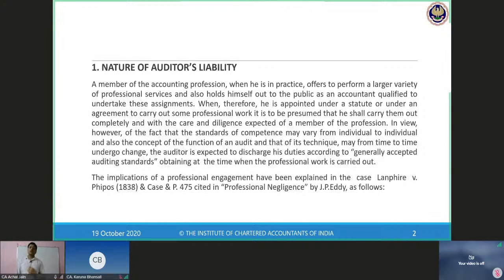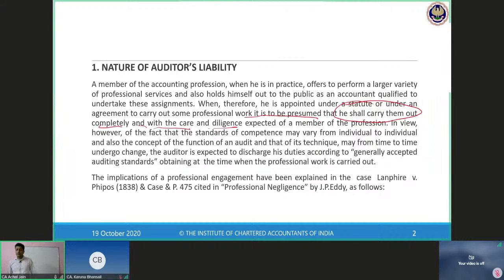It means the public or the stakeholders get the confidence that the auditor has the skill set, he has the capability to ensure that those assignments will be carried out in the manner in which they require. When therefore he is appointed under a statute or under an agreement to carry out some professional work, it is to be presumed that he shall carry them out completely and with care and diligence, expected of a member of such profession.